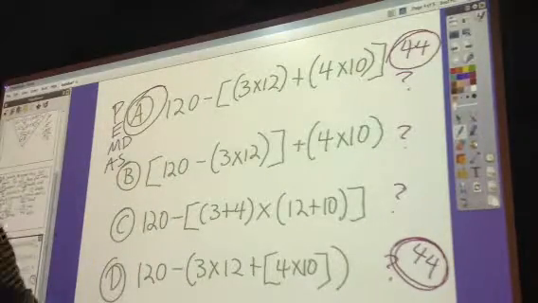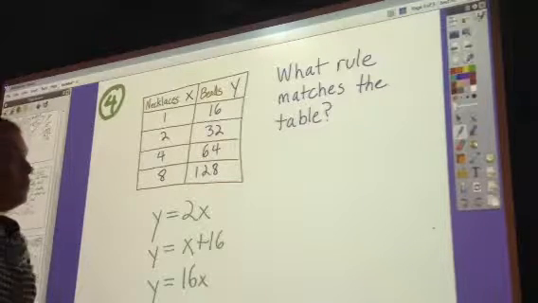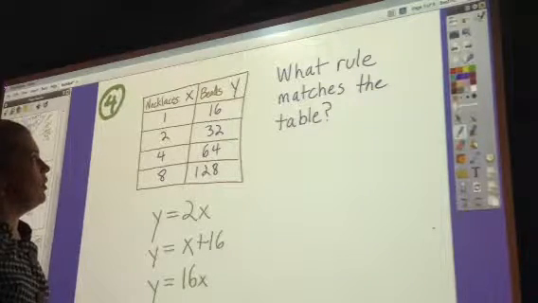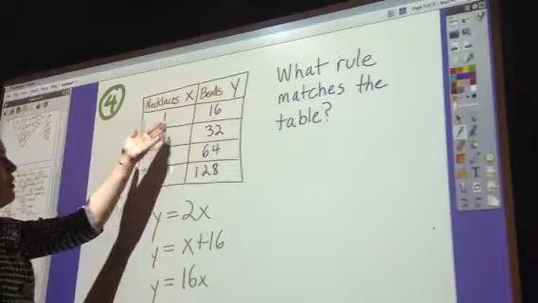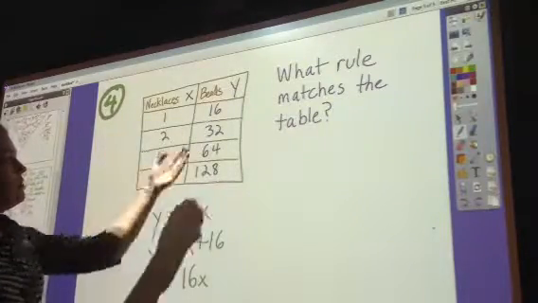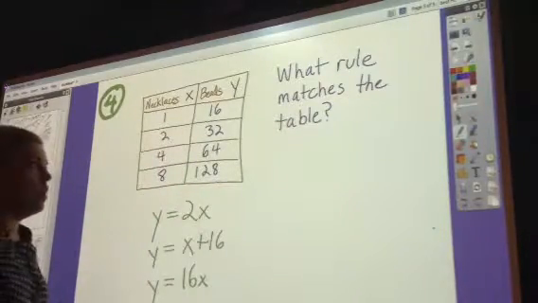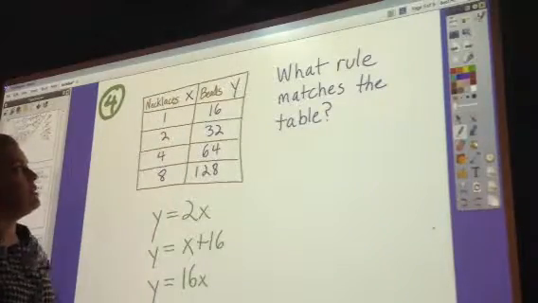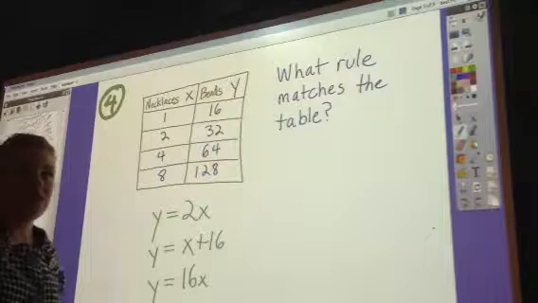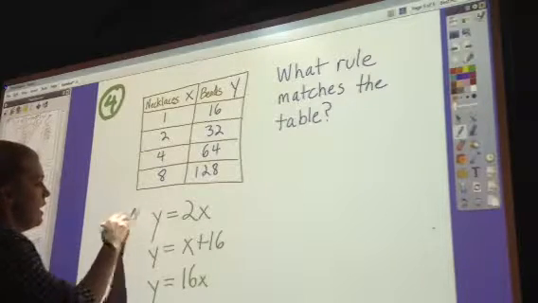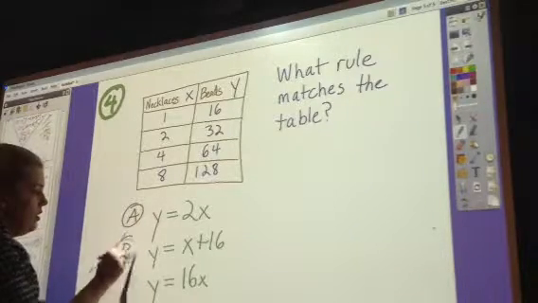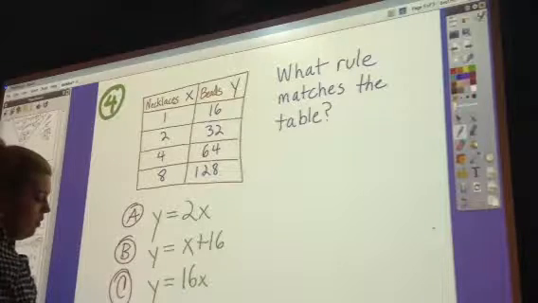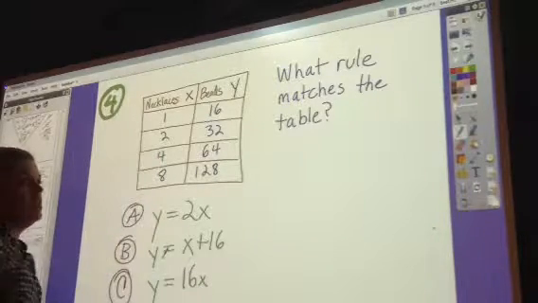Last problem. What rule matches the table? I've got 1 necklace is 16 beads, 2 necklaces is 32 beads, so on and so forth. X is the necklaces and Y is how many beads. So is it A or B, C, or D that matches the table?